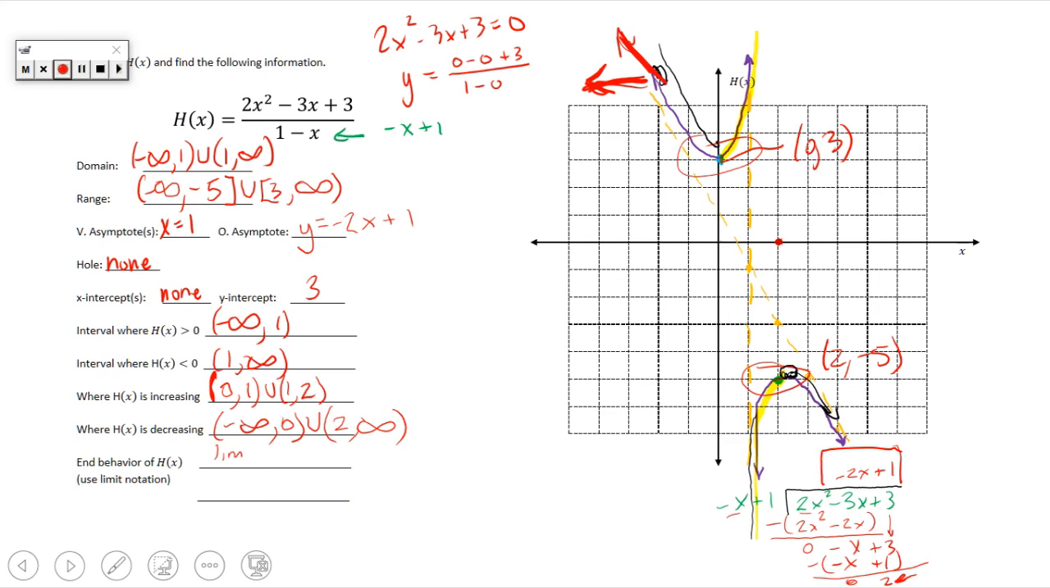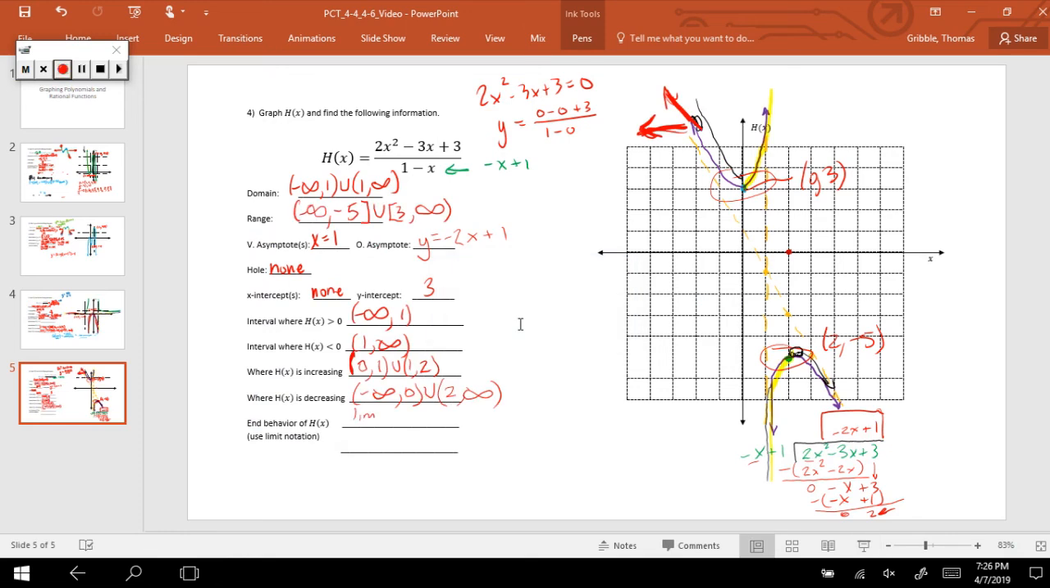This is unbearable. I'm just going to say it in words because I can't write it on this pen. The limit of h of x as x approaches negative infinity. I literally can't do it. Hold on. Maybe I can do it like this.